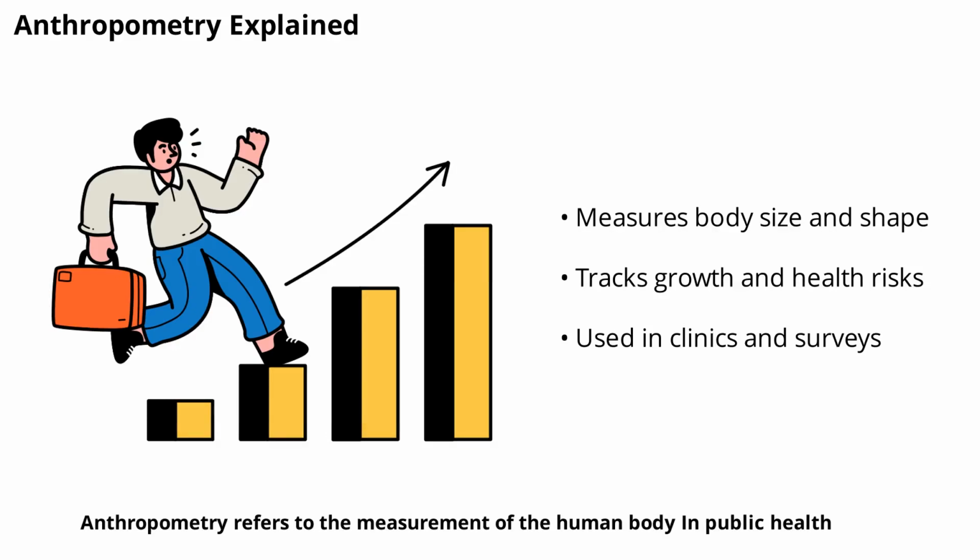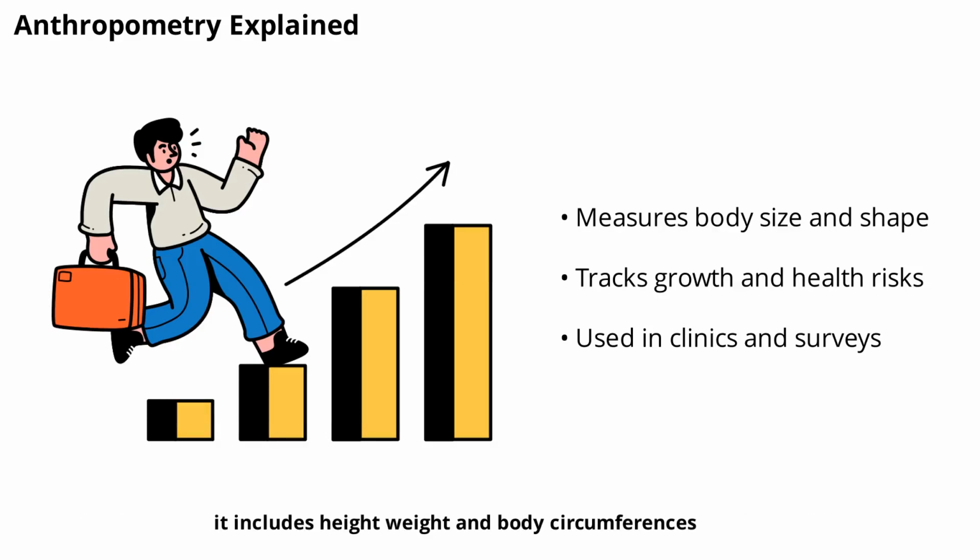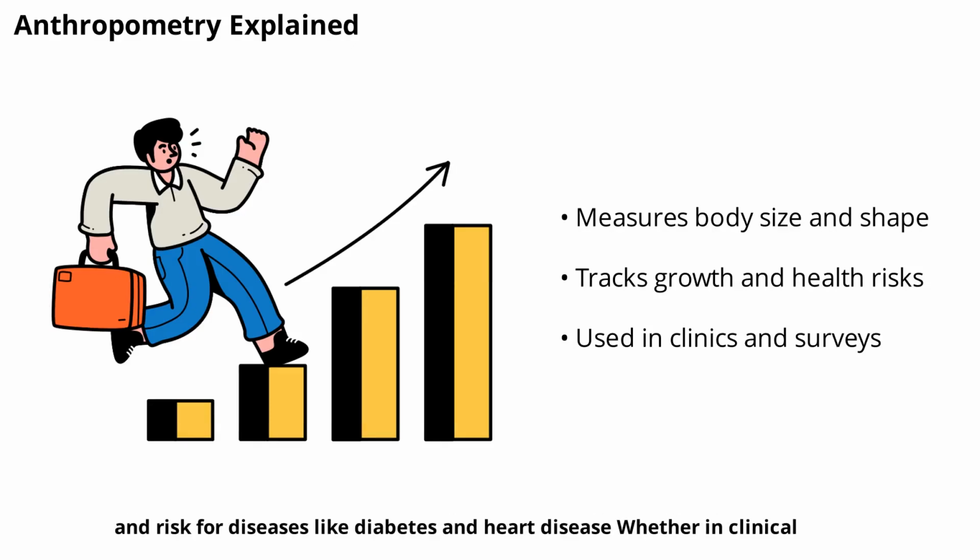Anthropometry refers to the measurement of the human body. In public health, it includes height, weight, and body circumferences. These measurements serve as indicators of growth, nutritional status, and risk for diseases like diabetes and heart disease.